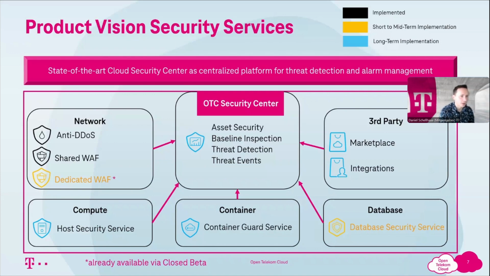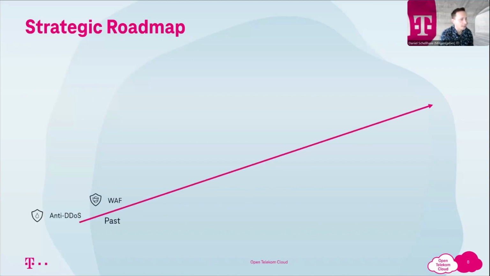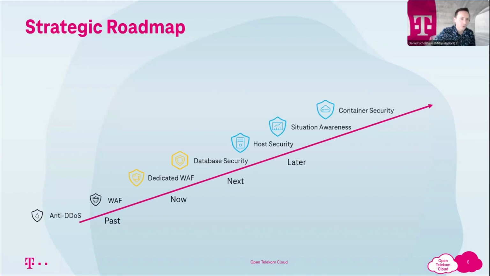That's basically our product vision from a security service point of view: to have the security service, security dashboard and cockpit. And if we look at the timeline, of course, we have the anti-DDoS and the WAF already implemented. We are now implementing and releasing the dedicated WAF, bringing in next the database security service, and from there onwards the host security service, then this cockpit I explained, the situation awareness, and afterwards the container security service. Of course, this may change depending on the customer situation.